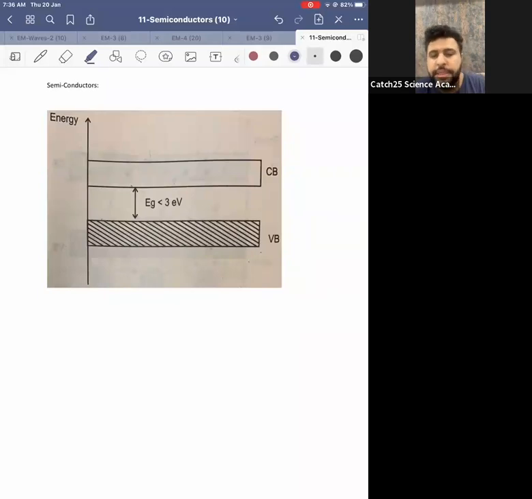Finish the diagram. Below that, write down: semiconductors are solids in which the energy gap between valence band and conduction band is lesser than 3 electron volt.